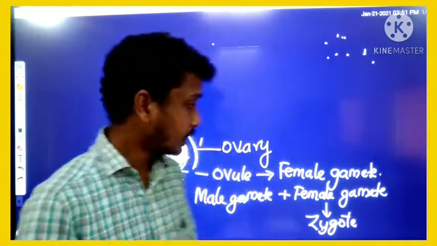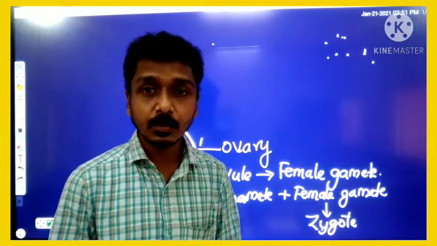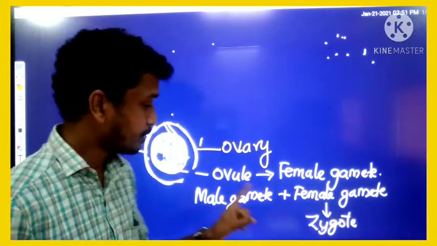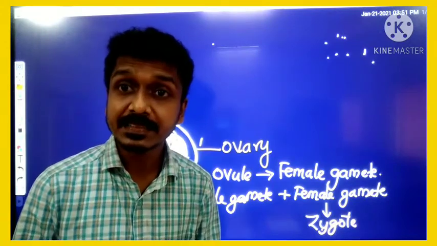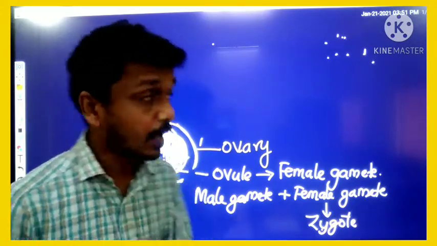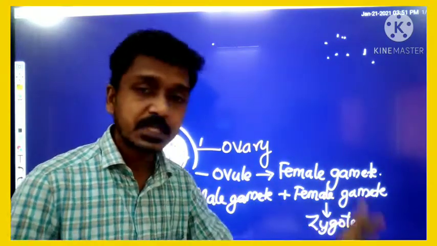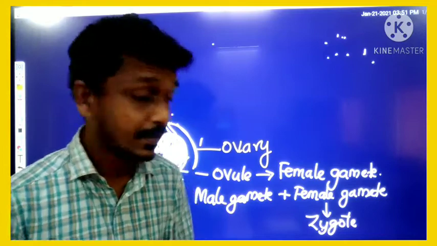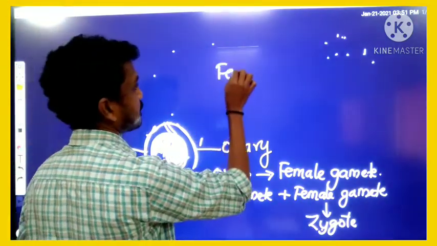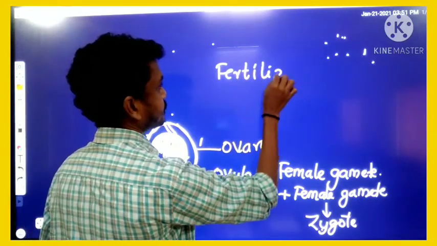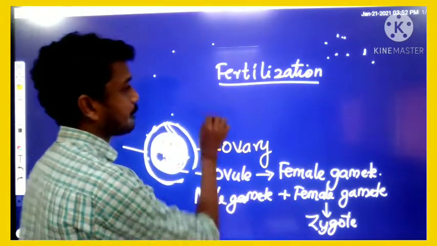And here we found that the male gamete and female gamete fuse to form a new cell. That cell is called zygote. This fusion of male and female gamete is called fertilization. So after pollination, fertilization will happen, and fertilization will cause the formation of the zygote.